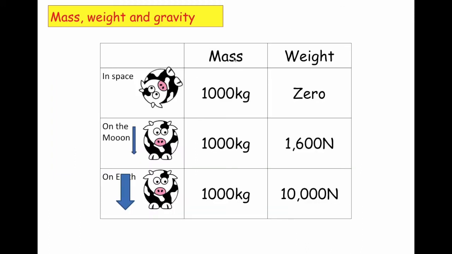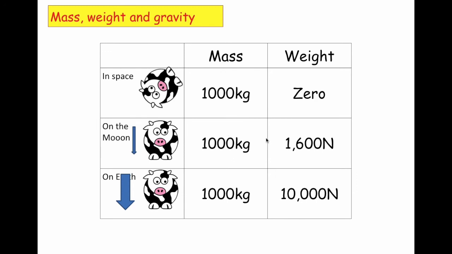So as you can see here in this table, mass is always 1000 kilogram, 1000 kilogram, 1000 kilogram. But weight in space is 0. Why? Because there is no gravitational field in space, no gravity in space. So 0 times any number will be 0. So mass is 1000 kilogram, gravity is 0. So mass times gravitational acceleration will be 0.